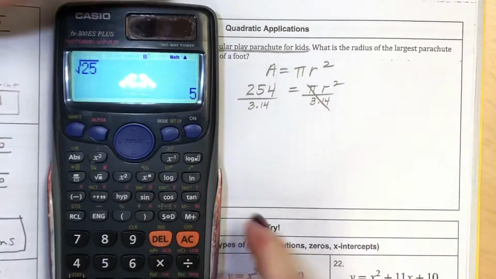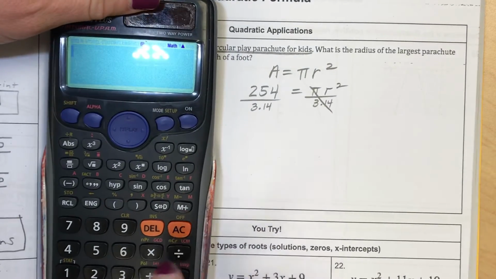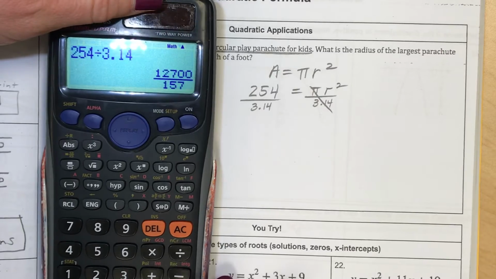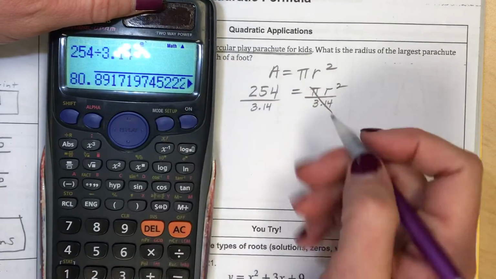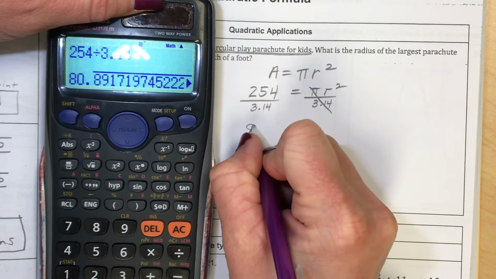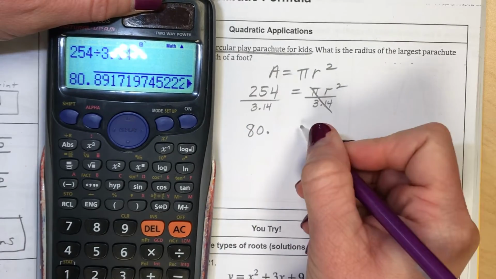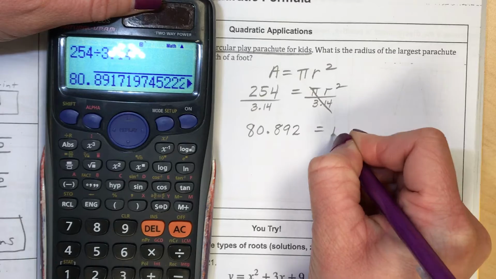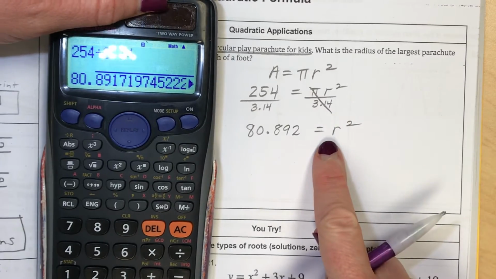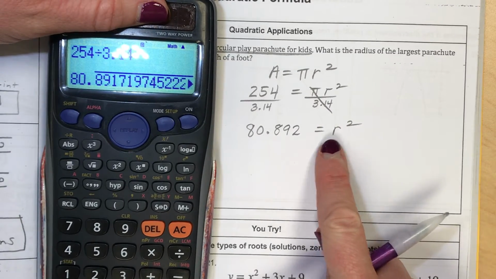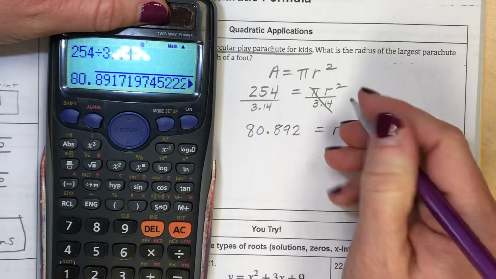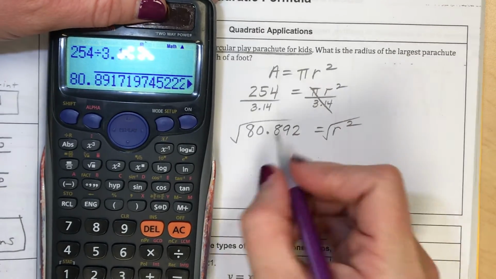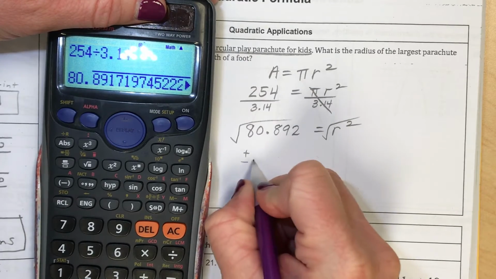So on my calculator, I'm going to take 254 and divide by 3.14. And I get, with my decimal here, 80.89, I'm going to round to 2 decimal places here. And that's roughly what my radius squared could be. So to get my radius, I need to square root both sides. And when you apply a square root, don't forget that we want to apply a plus and minus.